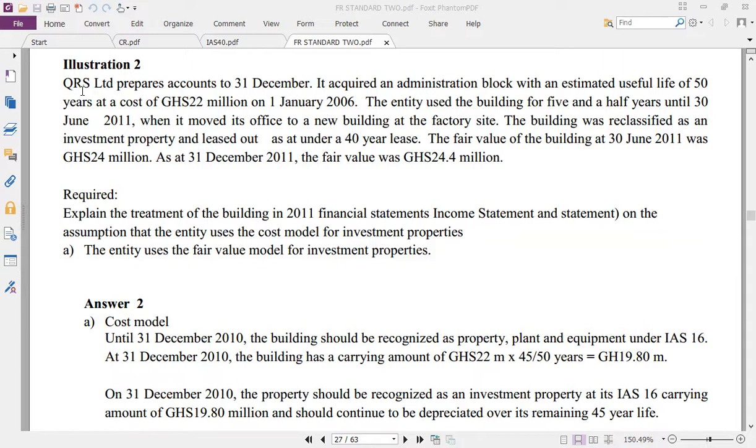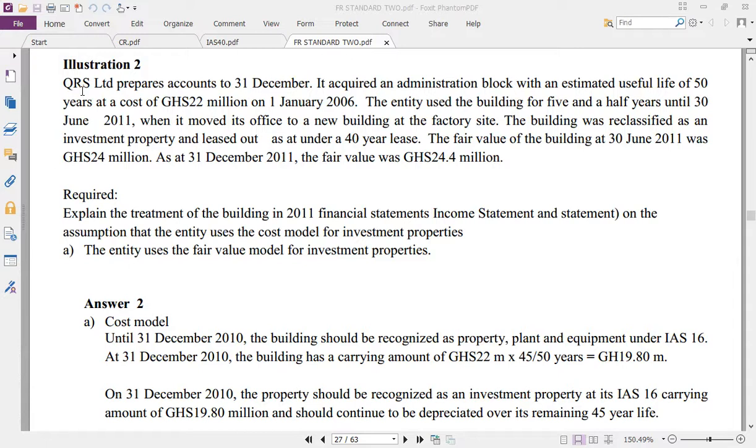The building was reclassified as investment property and leased out under a 40-year lease. The fair value of the building as of 30th June 2011 was 24 million, and as at December, the fair value was 24.4 million. Required.